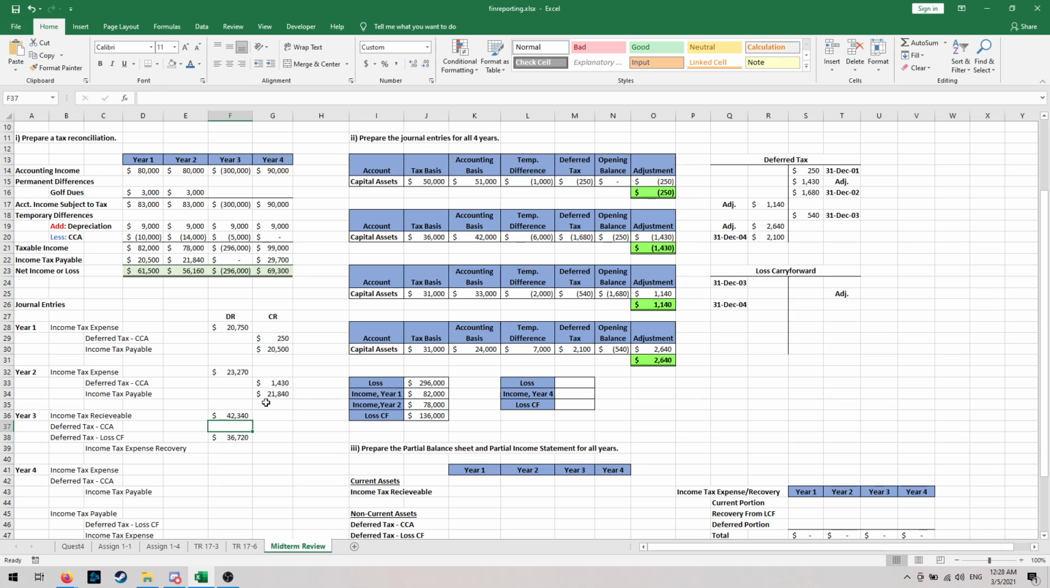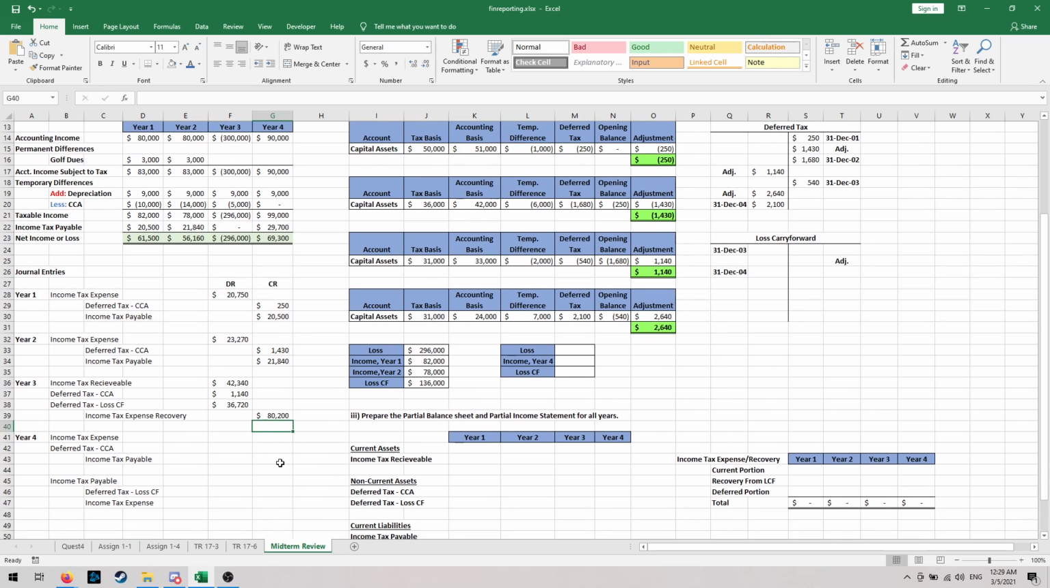Finally, this year, we're going to enter the adjustment for our deferred tax asset to CCA. And this adjustment is what is going to lower that 1,680 down to that 540. And finally, our income tax expense recovery. This is simply a plug of all of our debits in this case. And you can see we get 80,200.